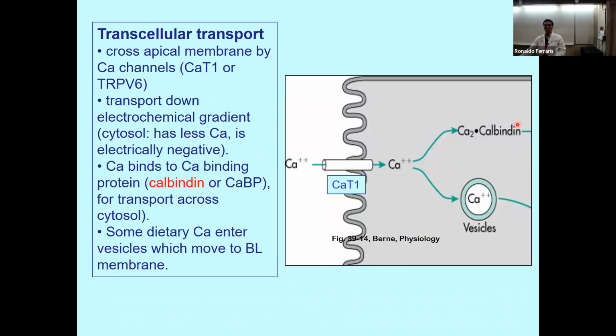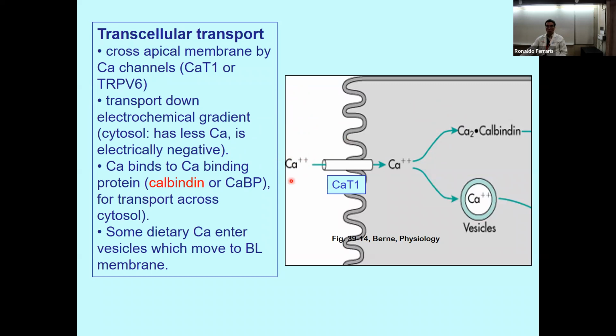So this is a duodenal cell. This is the food side. This is your cytosol. So these are the events that are happening in the transport of calcium from the food side, or lumen side, into the cytosol side.